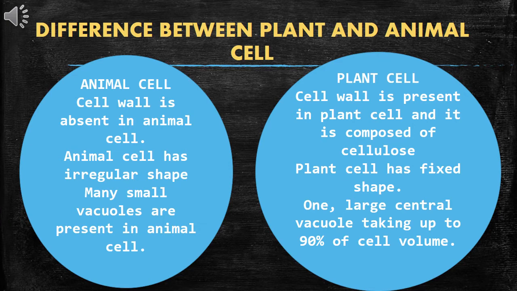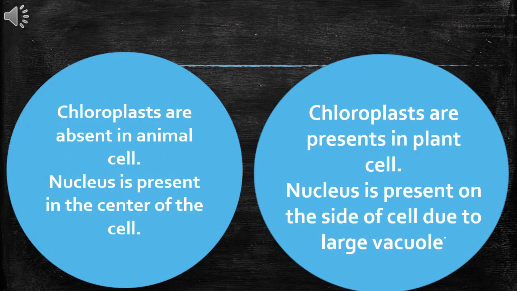It is composed of cellulose. Animal cell has irregular shape, but on the other hand, plant cell has a fixed shape. Many small vacuoles are present in animal cell, but in plant cell one large vacuole is present. Chloroplasts are absent in animal cell, but chloroplasts are present in plant cell. That is the reason they can make their own food.